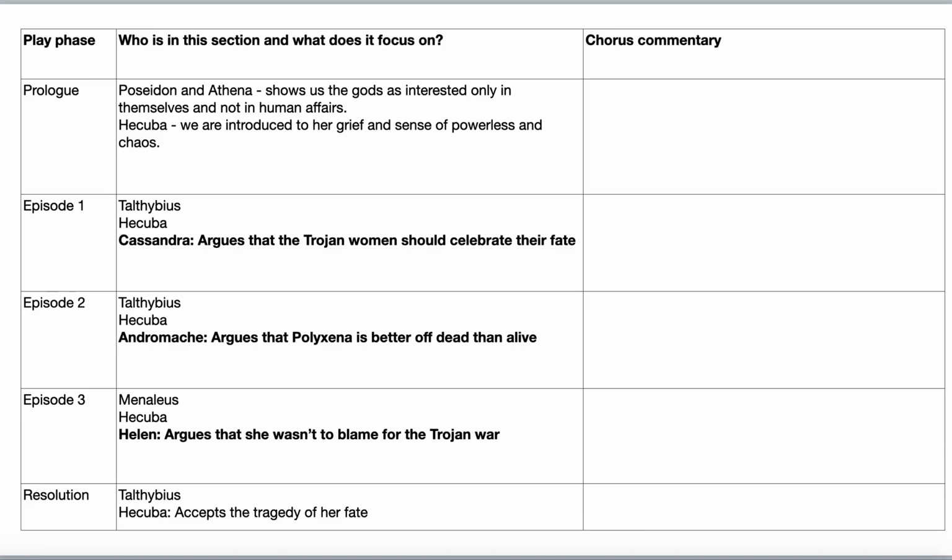And in each subsequent section of the play, she engages essentially in a conversation and a dialogue with another character. In the first episode, she talks with Cassandra, and Cassandra has a different view about the situation they're in to Hecuba. Cassandra thinks that this situation they're in should be celebrated because she can actually use this situation to take a violent revenge upon the Greeks who've inflicted great pain and suffering upon them.